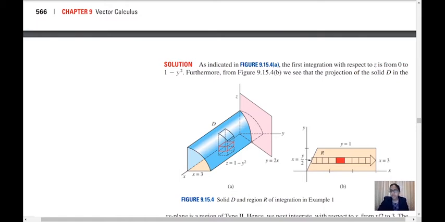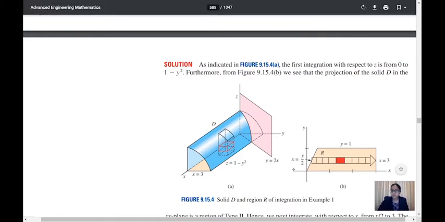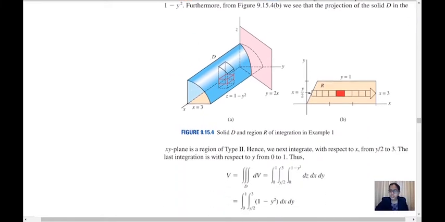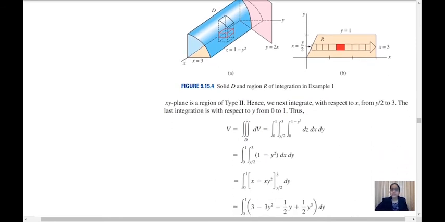So what will x be over here? x is nothing but y by 2. So x varies from y by 2 to 3. And what will be the variation of y? y varies from 0 to 1. So we have got all the variations, so we can find the volume.